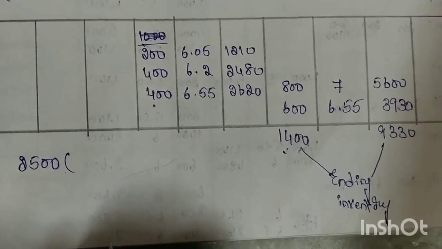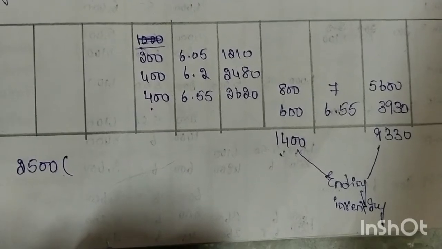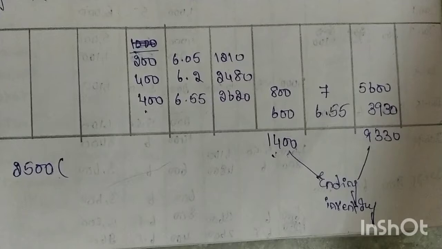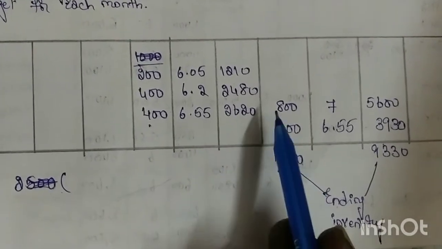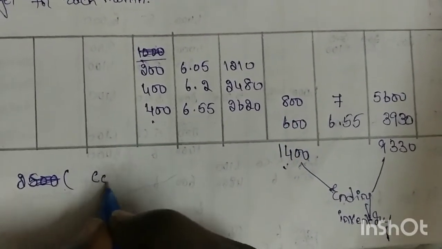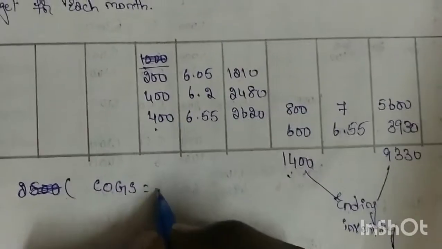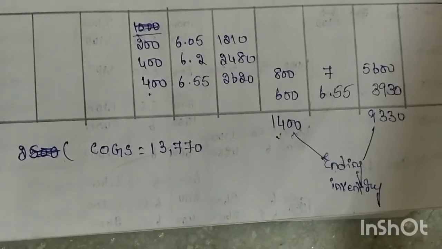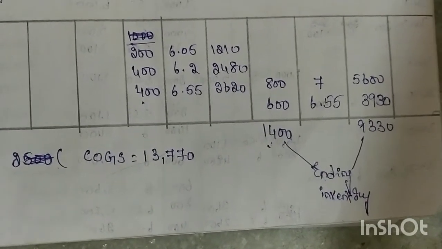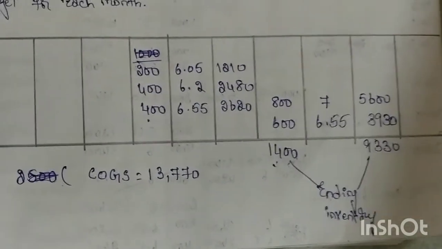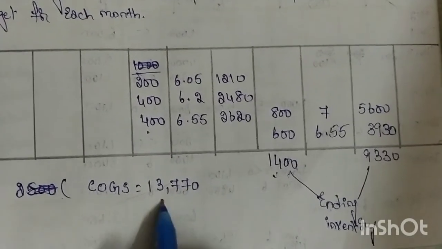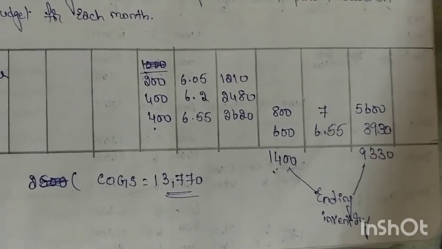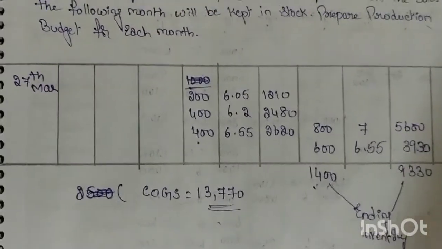So total units available is 3800, sorry. So cost of goods sold is 13,770. So that is whatever the sales we have made, that is cost of goods sold is equals to 13,770. That is all the issues whatever we made, the total of issues we will get the 13,770. That is the cost of goods sold. So this is how we'll go for calculating the stores ledger according to the LIFO method.